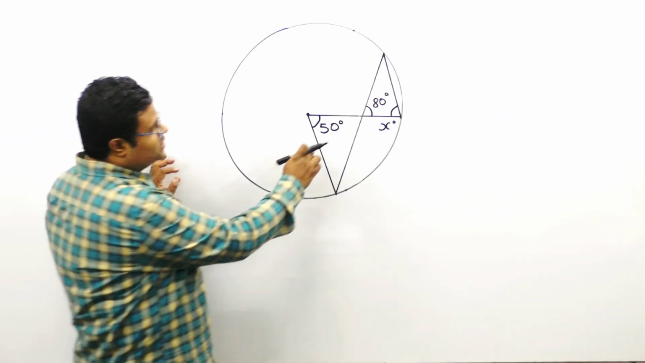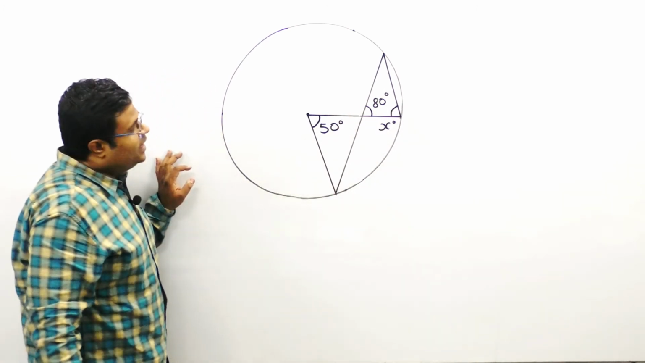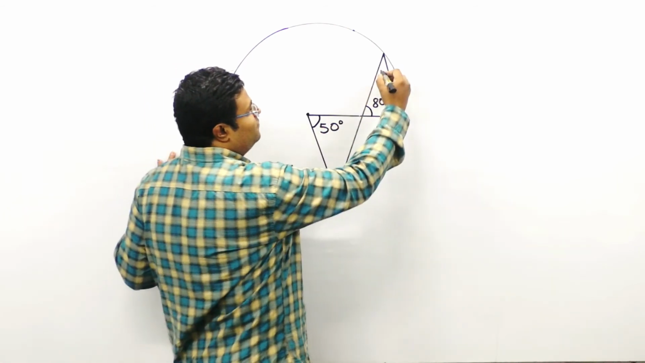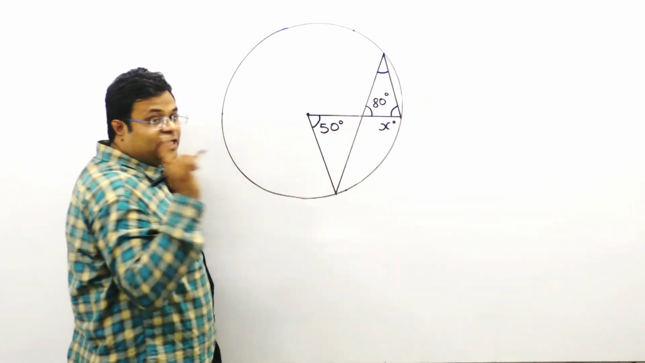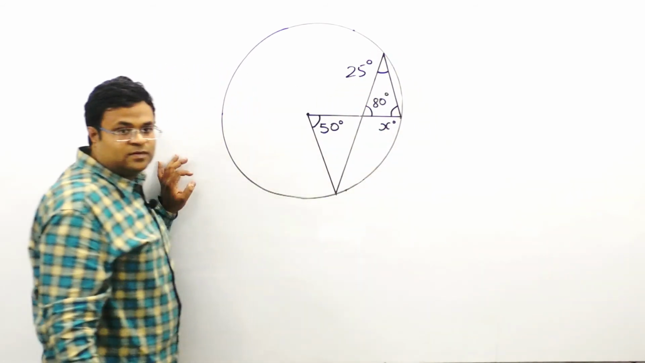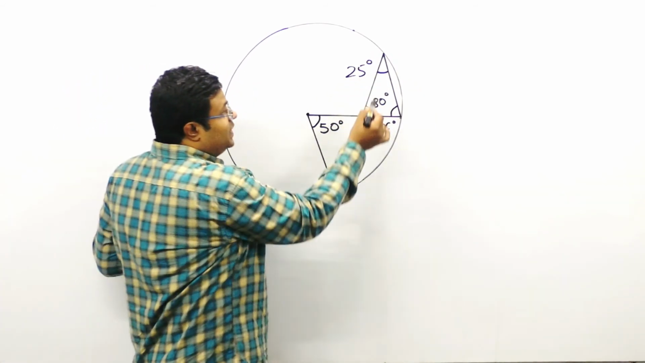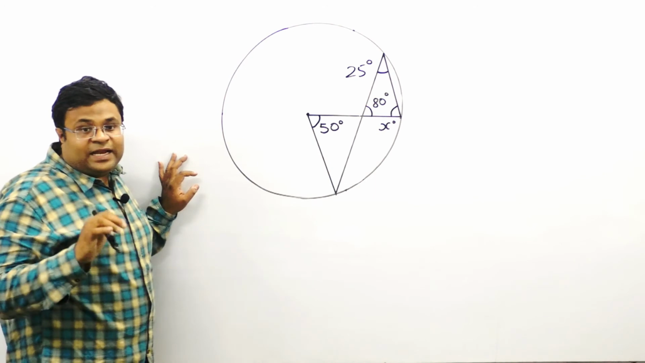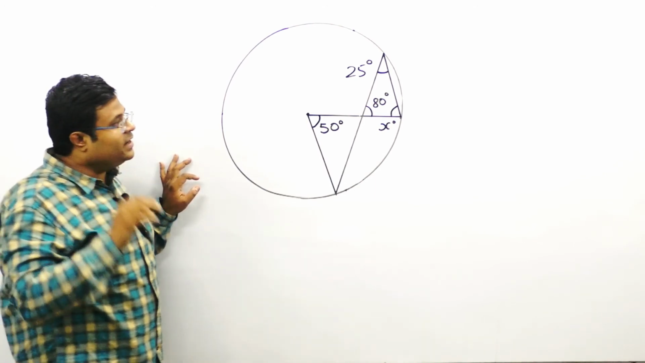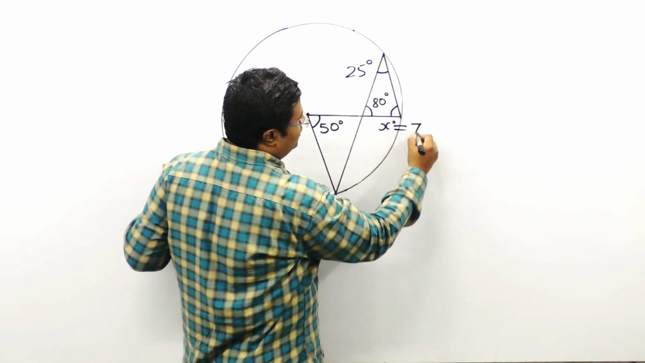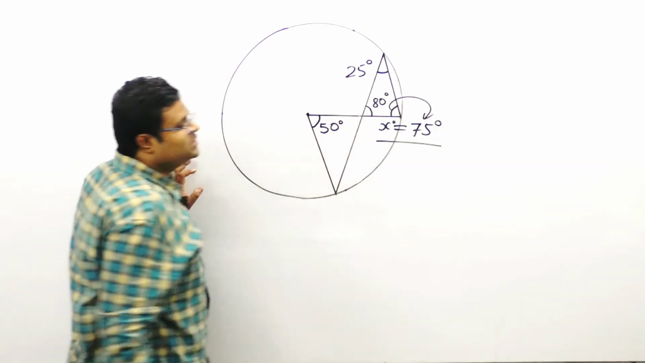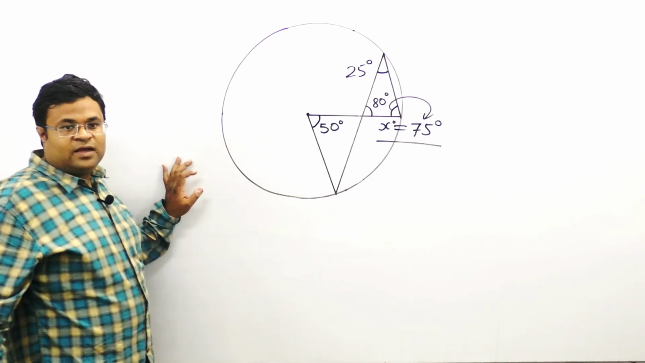Now this question, this is 50, this is 80. So here again a misconception is people say if this is 50, this angle will be 50, but actually it will be 25. So if that is 25 and this is 80, we are taken care of 80 plus 25, that is 105. Out of 180, now we have only scope for 75 degree. So this angle is 75. Understood?